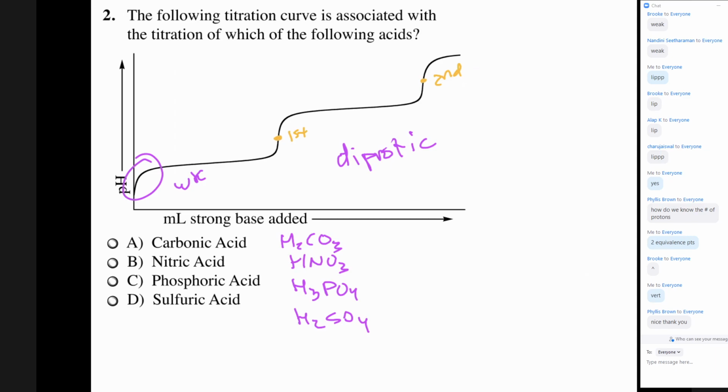Horizontals, good question. So these are the equivalence points. What are the horizontal regions? The buffer region. PK1 buffer region, PK2 buffer region. So horizontals, the buffering points, buffering range, verticals, the equivalence points. So hopefully that seems okay.